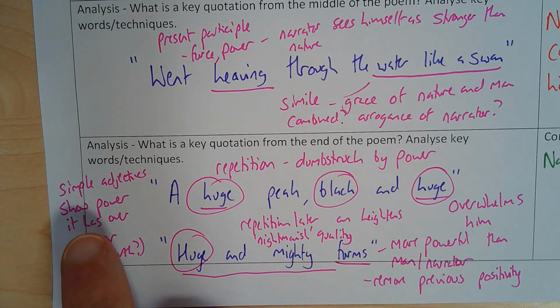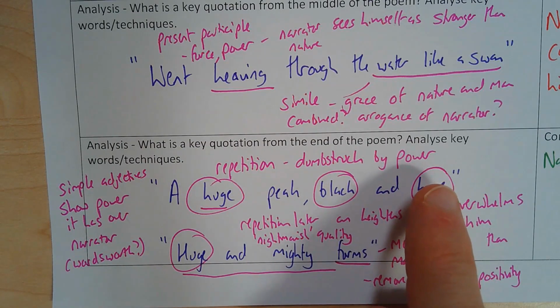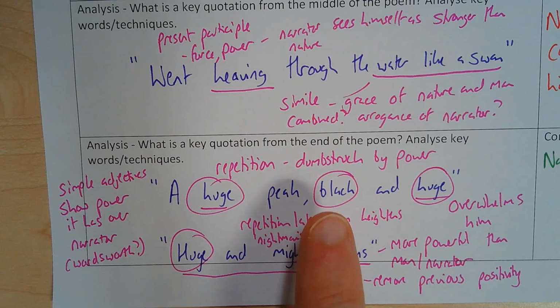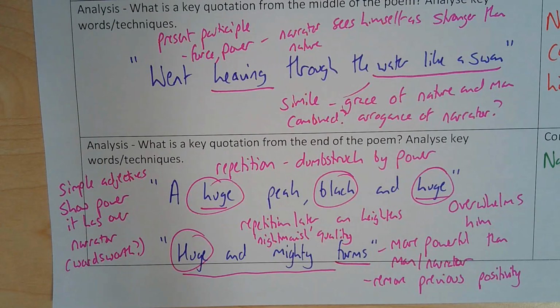The narrator, who has described some beautiful use of language throughout the poem, is almost dumbstruck by the sheer power of this mountain. And he repeats himself with the use of huge. Simple adjectives like black, there's no overly descriptive language here. And it's almost this idea that Wordsworth, one of the greatest poets the country has produced, is dumbstruck by the power of the mountain, or he wants to emphasize the power this has had over him.